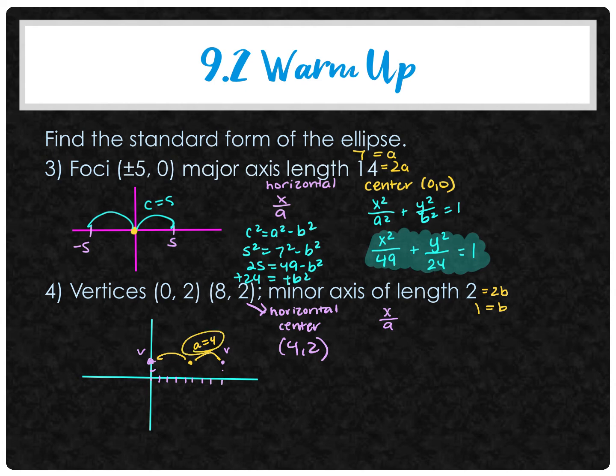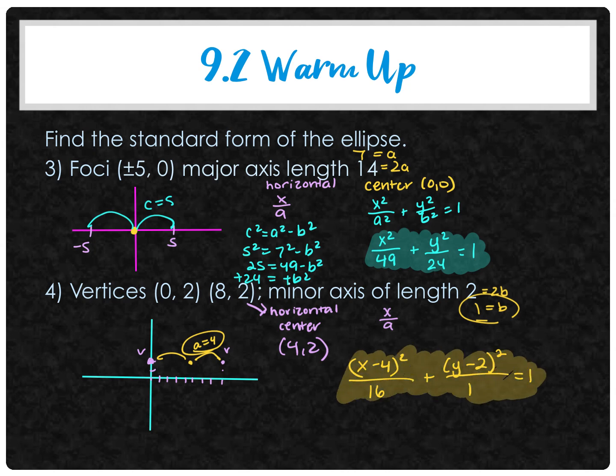So now I know A, I know B, and I know my center. X minus 4 squared would go over A squared, which is 4 squared or 16, plus y minus 2 squared over b squared, which is 1, equals 1. Now you don't need to keep a denominator of 1. You can just write it as y minus 2 squared, but it won't be marked wrong if you put it over 1 either.